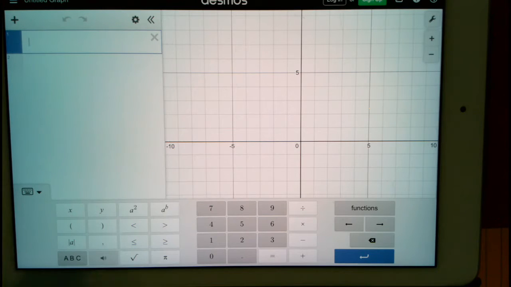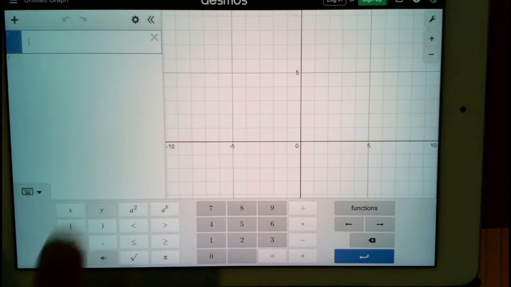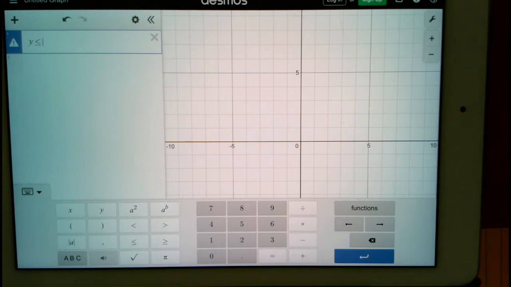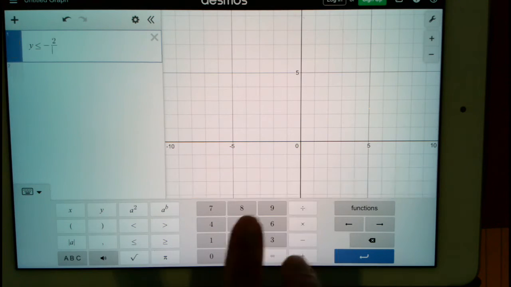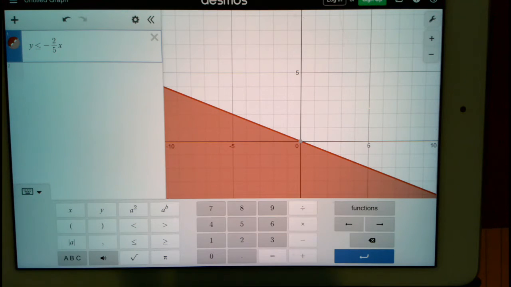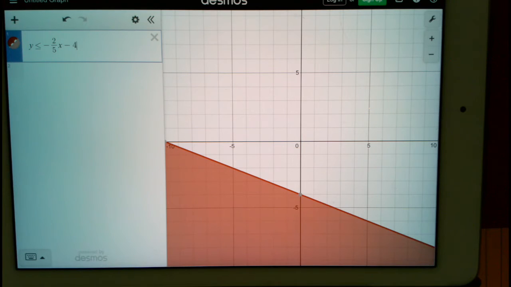Notice that I do have the screen up down here for us to type it in, to type in the symbol, and it's y is less than or equal to negative 2/5 x minus 4. And so the nice thing is when we draw this in here, we can identify a couple of pieces that might help us draw it in on our picture.